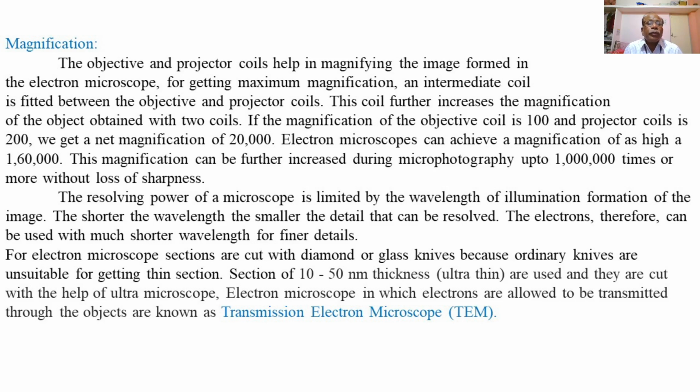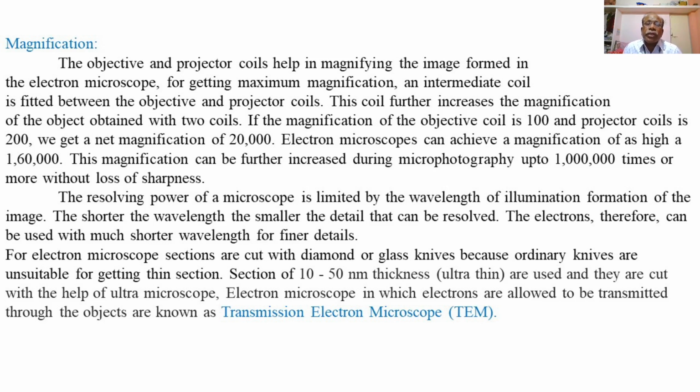For the electron microscope, sections are cut with a diamond or a glass knife because ordinary knives are unsuitable for getting thin sections. Sections of 10 to 50 nanometer thickness, that is ultra thin sections, are used, and they are cut with the help of an ultramicrotome.